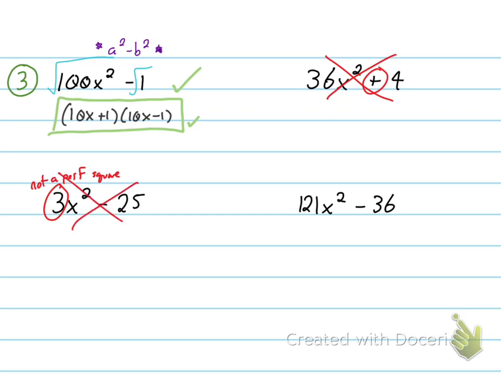And finally, in our last problem, 121 is a perfect square, 36 is a perfect square. I'm subtracting them, so it's a difference of perfect squares. I'm going to square root each term, and I'll have my answer. The square root of 121x squared would be 11x. The square root of 36 would be 6. So my answer would be 11x plus 6 times 11x minus 6.